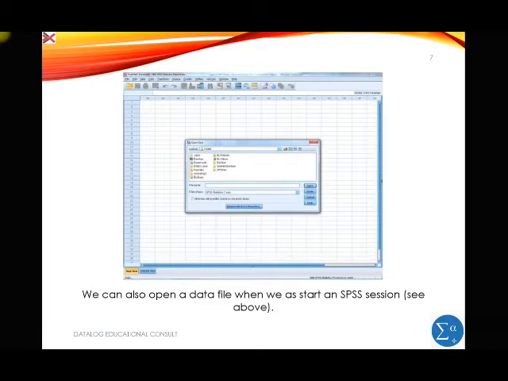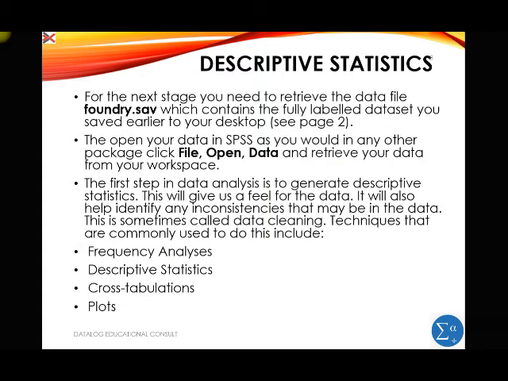Let's continue. Now for the next stage, we have retrieved the data file foundry.sav, which contains the fully labeled data set you saved earlier to your desktop. To open that data, we said you go to File, Open, and you click on Data.